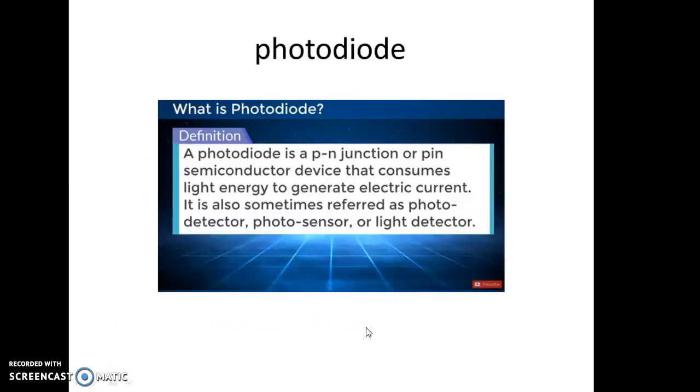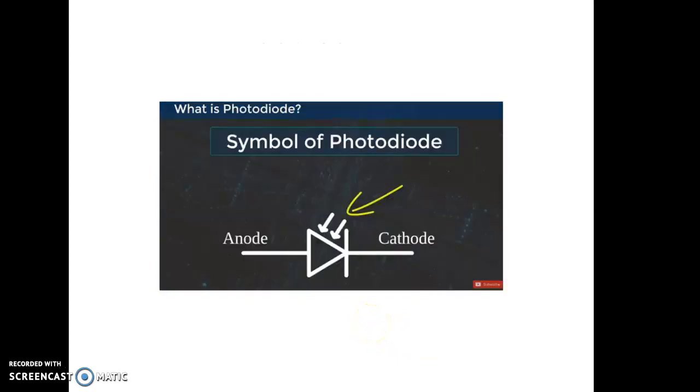What is a photodiode? It is defined as a PN junction or PN semiconductor device that consumes light energy to generate electric current. It is also sometimes referred to as a photodetector, photosensor, or light detector. This is the symbol of a photodiode. So light is falling on the junction of a PN junction diode.